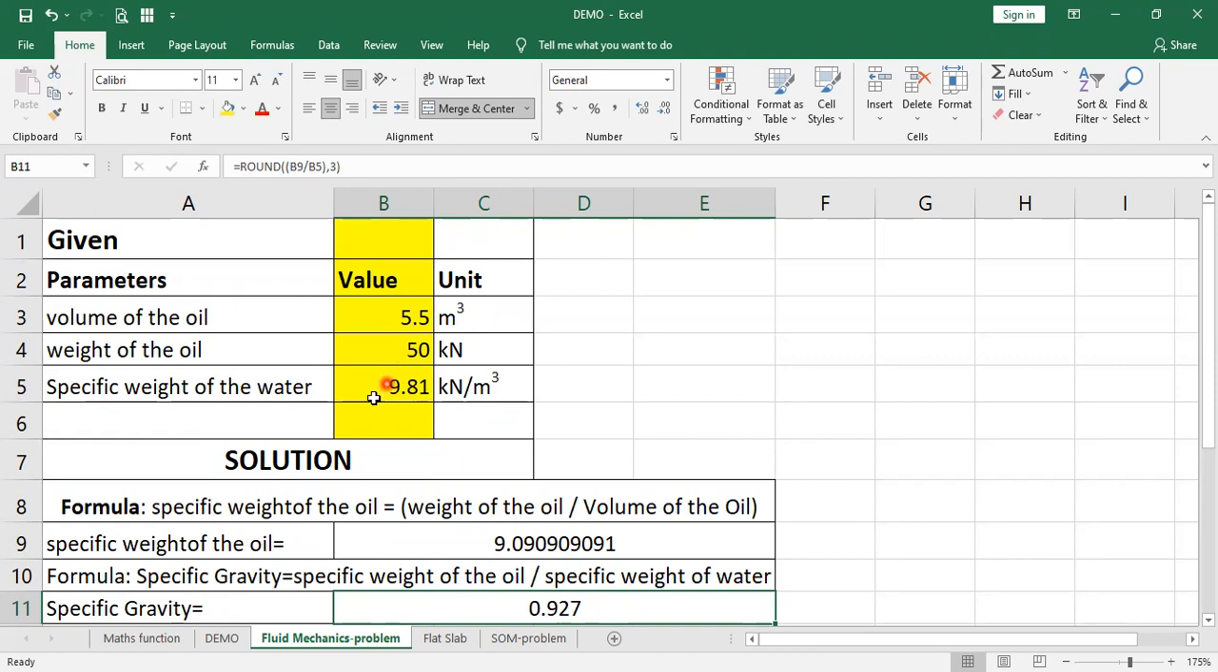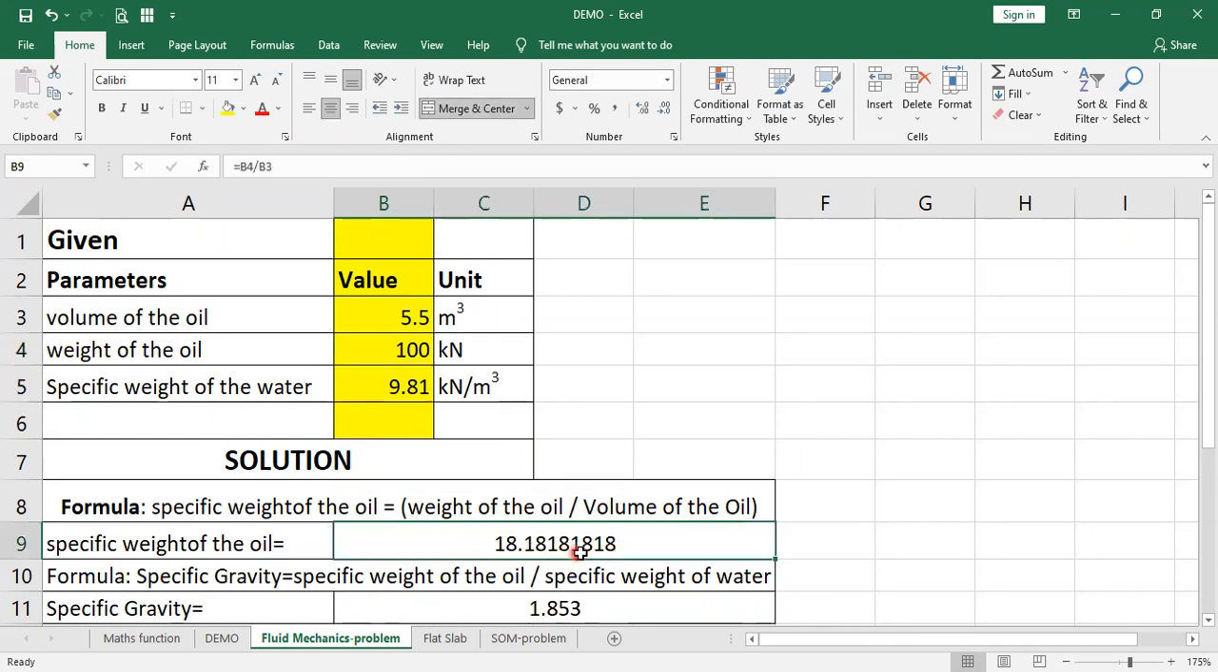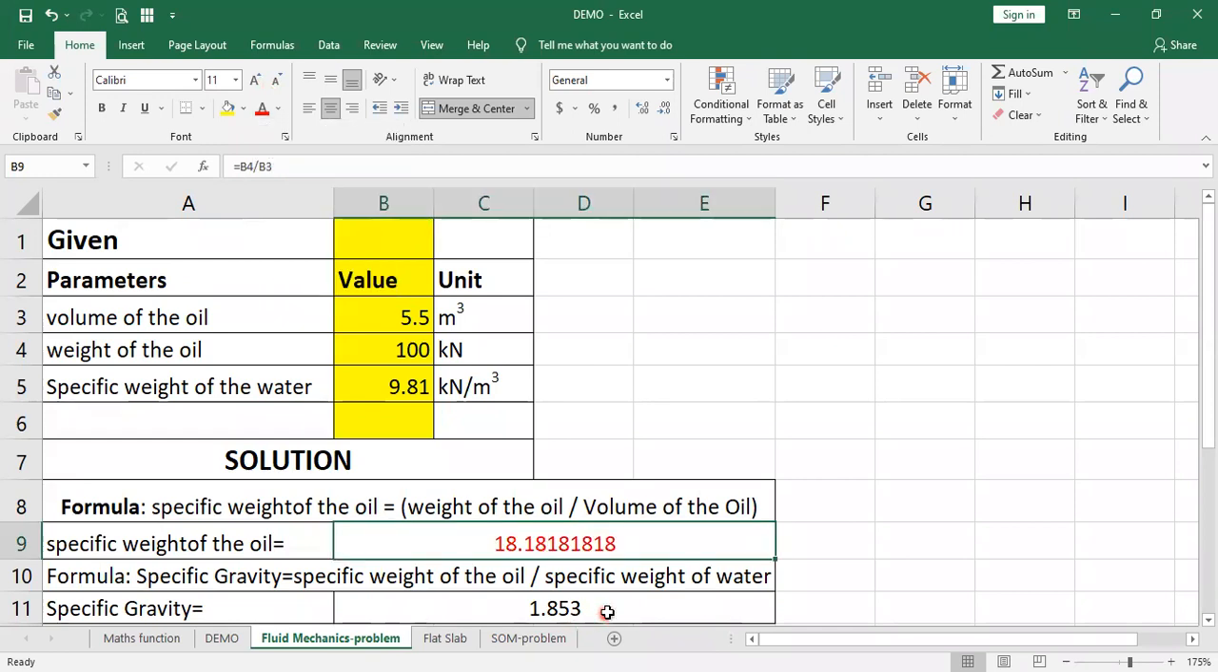Now, even if I change the specific weight of the oil, suppose it has been changed to 100, you can look at all the values getting changed here. Now, if you want to differentiate this, you can just click here and give the font color. You want to give a different font color. Suppose, let us give red. So that is the solution.